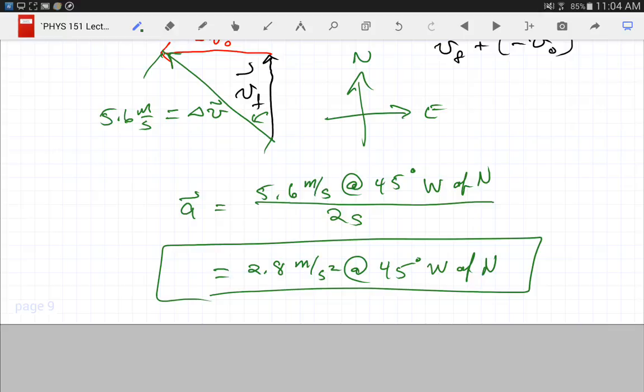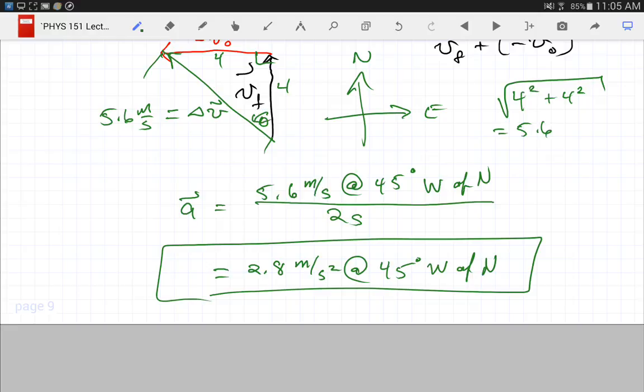Okay? We need our trigonometric functions and we need the Pythagorean theorem. So in this case I had a 4 and a 4, and that's a right angle because our coordinate system has to have mutually perpendicular directions. So I used the Pythagorean theorem. Square root of 4 squared plus 4 squared equals 5.6. That's how I got the 5.6 meters per second for the change. And then for the angle, opposite side was 4, adjacent side was 4.